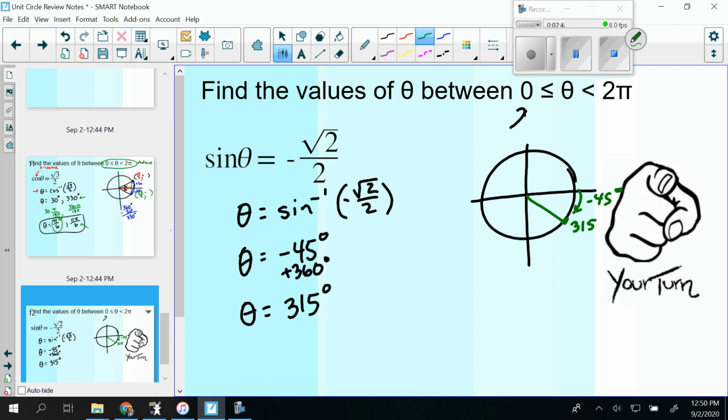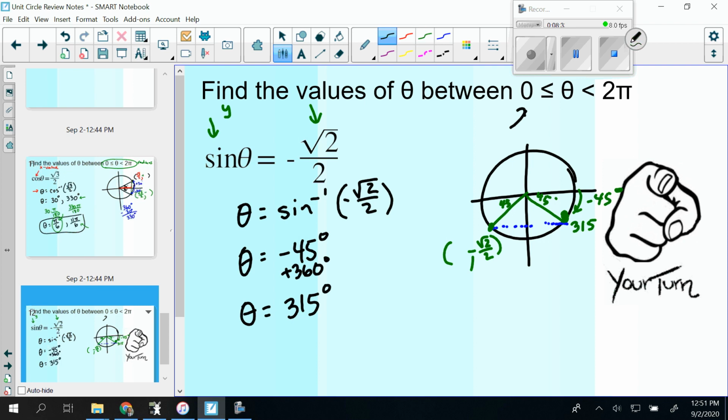Okay, is there another angle that has the same y coordinate of negative square root of 2 over 2? Because remember, sine is your y value when you have an ordered pair. Well, yeah, there should be another one over here. Which ordered pair is going to have that same y value? If we follow it across, this one right here should have the same y value of negative square root of 2 over 2, just like this point had over here. Well, what angle is going to have to give us that? That means this angle right here should also be 45 degrees, just like this angle was 45 degrees.